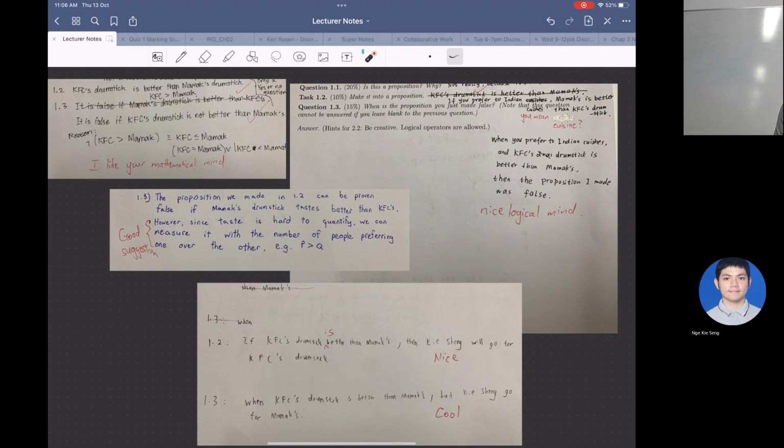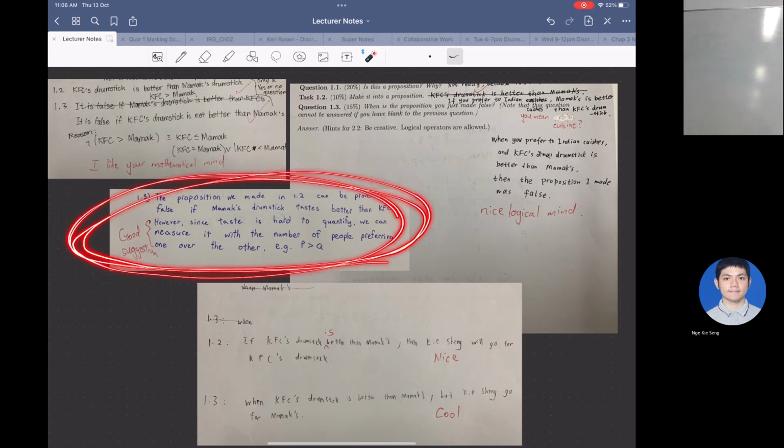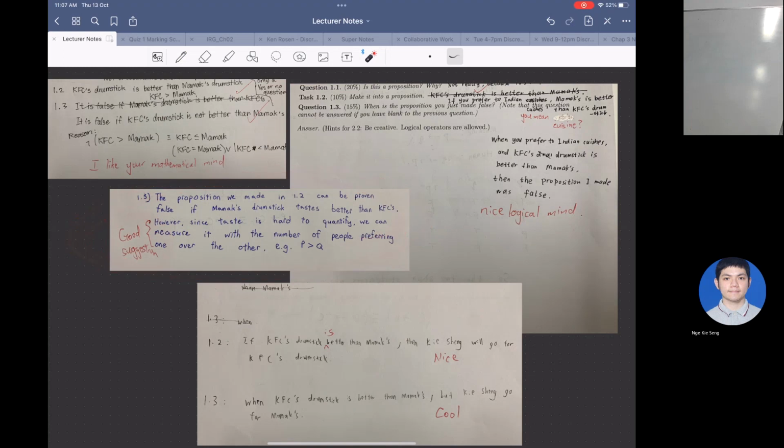And this one is quite good. If you prefer Indian cuisine, Mama is better than KFC drumstick. So when you prefer Indian cuisine, but KFC drumstick is better than Mama, then it's false. And then this person here wrote out the negation and suggested how to test it.